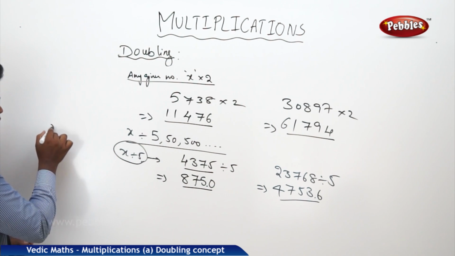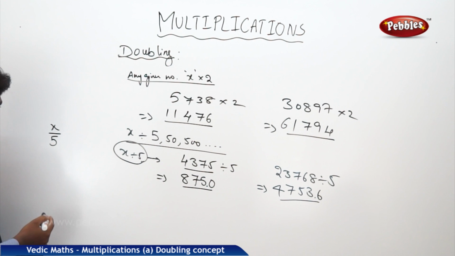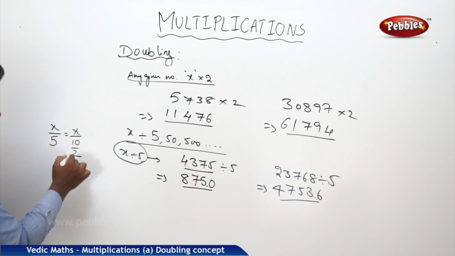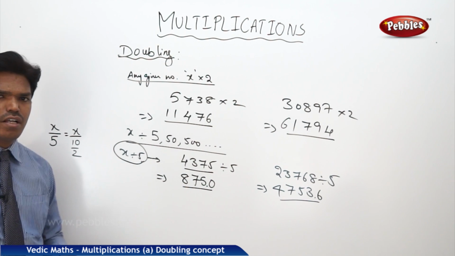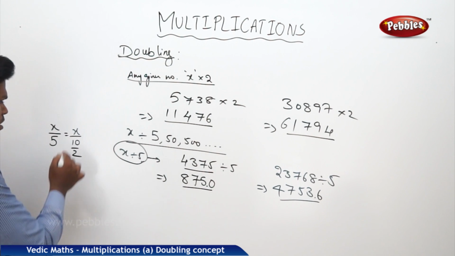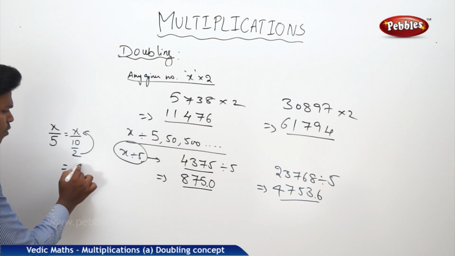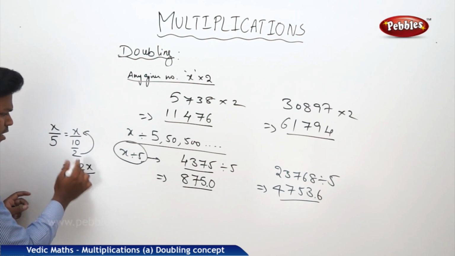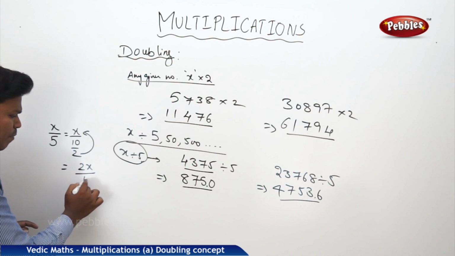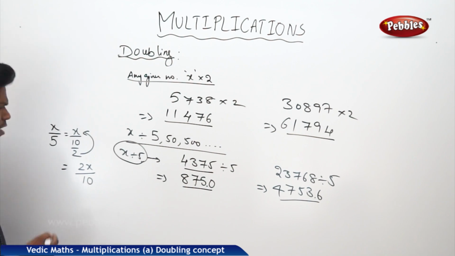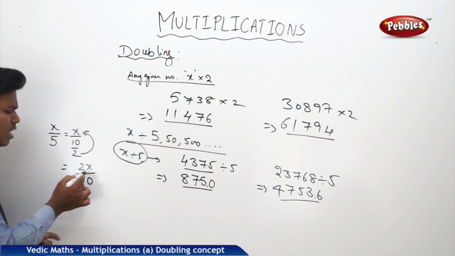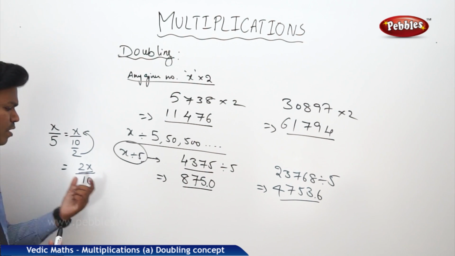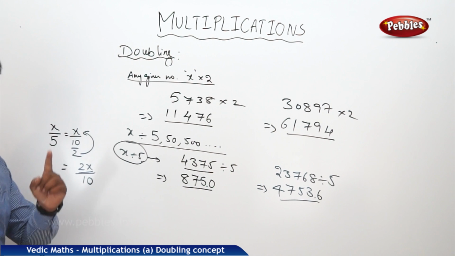Suppose whenever you are dividing any number by 5, what will you do? Can I write 5 in terms of 10 by 2? Yes or no? Just 10 by 2. Now, 2 will go up, yes or no? If you convert this number like this, it will go up, it will become 2x by 10. What it means, suppose if you want to divide any number by 5, simply double the number and divide by 10. After doubling the number, divide the number by 10. That's what I am going to do.